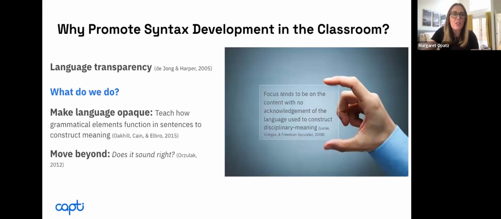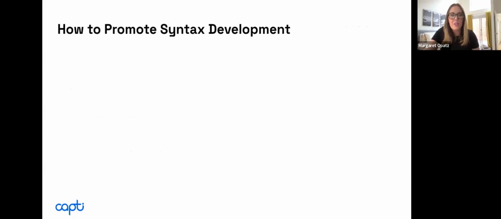If you are a struggling reader or a struggling writer or learning a new language, asking the question "does it sound right?" isn't going to help a student. We have to be able to give them the rules and the structures that will help them justify if the word order is correct, and if the sentence construction is grammatically correct. So here's how we can do it.